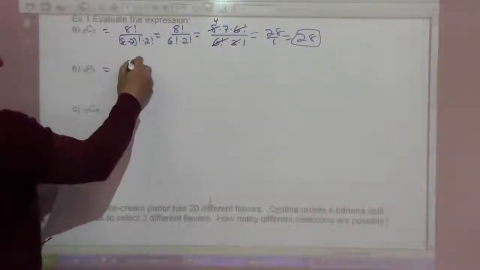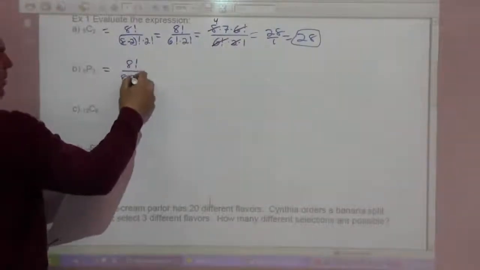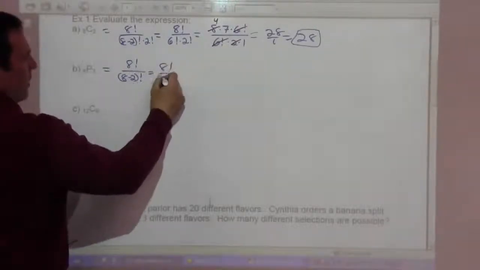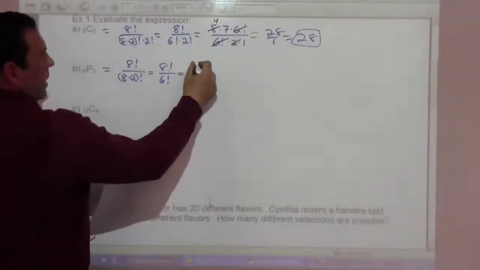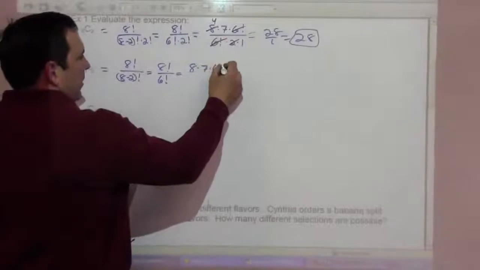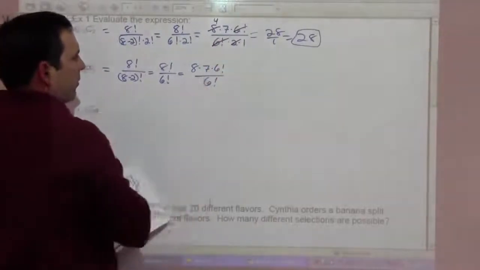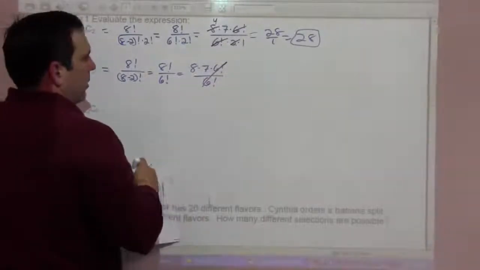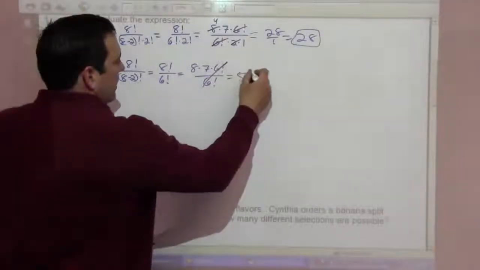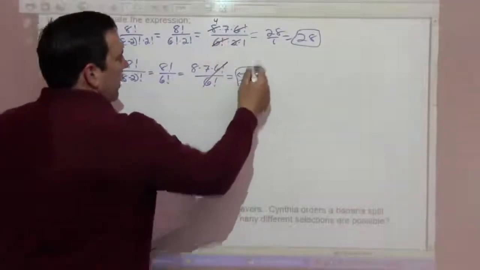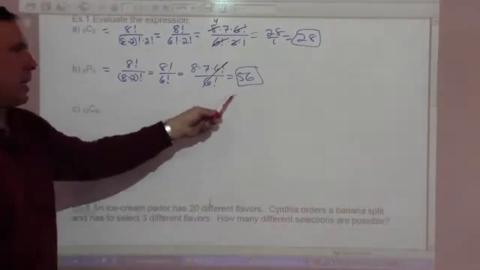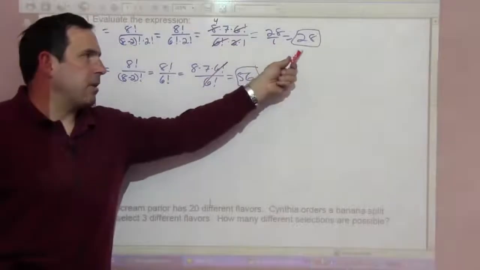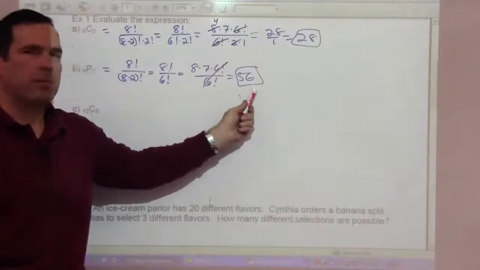8P2 is going to be 8 factorial over 8 minus 2 factorial. That's 8 factorial over 6 factorial. That is 8 times 7 times 6 factorial over 6 factorial. That's 56. Because order was important in this second case, order is not important here, which is, A then B is the same as B then A. Over here, A then B is different than B then A.